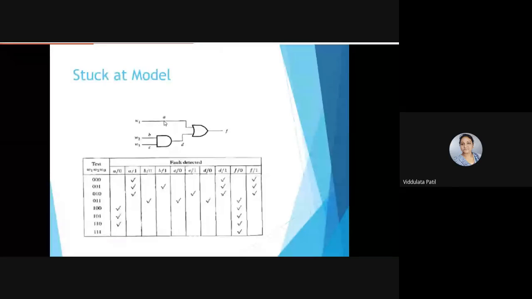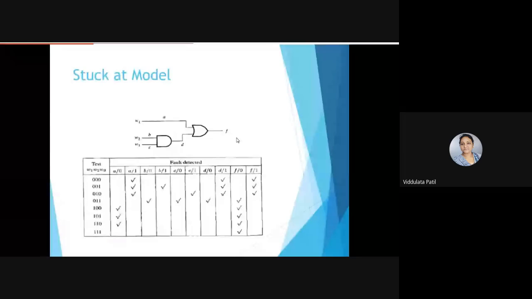This wire is stuck at 1 logic level. What will be the output? The output will be 1. Yes, it will be 1 because this wire is permanently connected to high logic level. So whatever may be the input that we are applying here, it will result in a high logic level only. That means we are going to get a wrong result.